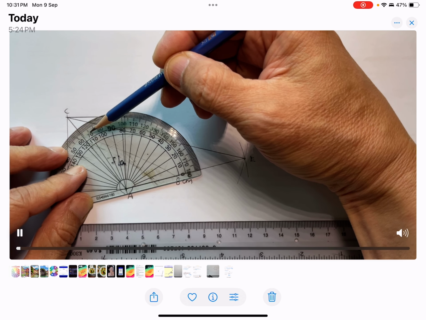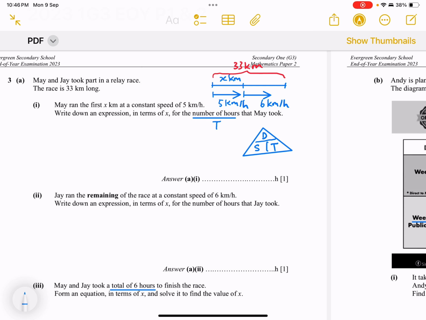Right, now we move on to the next sum, which is on speed and distance. Now for this sum here, you know that we need to know this formula: speed equals distance over time, right? So the first part, they have given us the details. It's good to draw a diagram. The race is 33 kilometers long, and the first part of the journey, x, is run at a speed of 5 kilometers per hour.